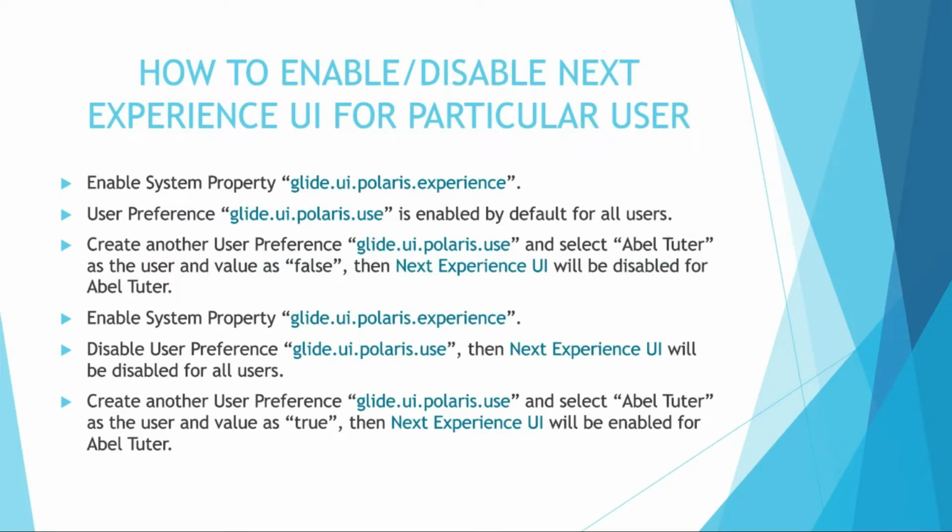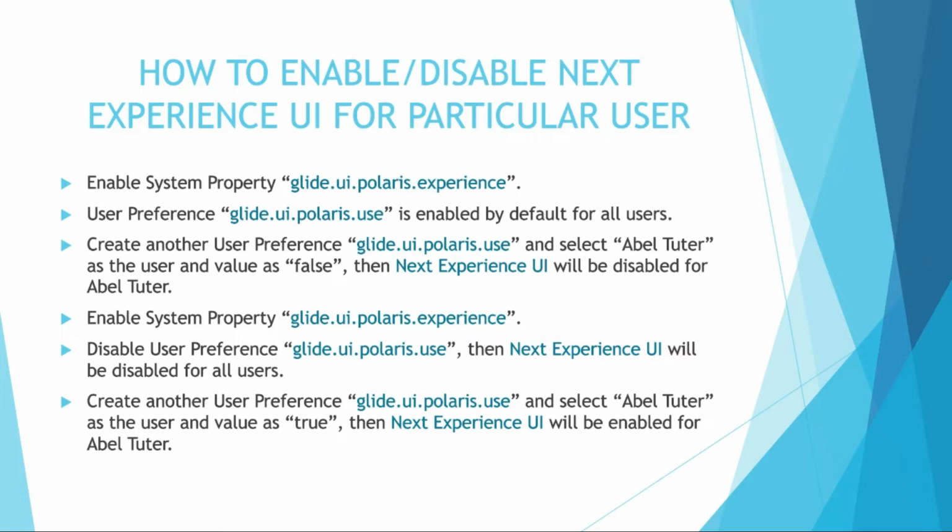Next, I will show how to enable or disable Next Experience UI for a particular user. So there is a base system property glide.ui.polaris.experience, which is on top of those user preferences and which will activate the Next Experience UI for all the users. There is a user preference which is created for all the users, that is glide.ui.polaris.use, which is enabled by default for all the users.